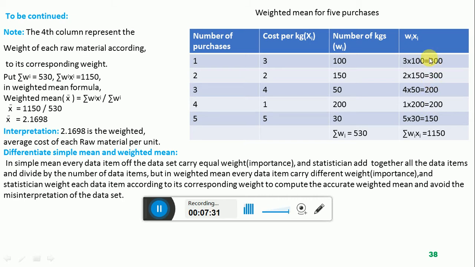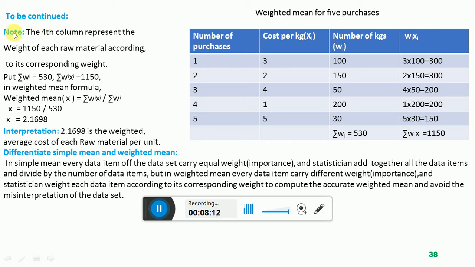We will add them together: 300 plus 300 plus 200 plus 200 plus 150. So summation Wixi means I add together all these values, and this gives the total value of $1150. Now we will put the number of kgs, 530, and the total cost of the 5 different types of raw material, $1150, into the weighted mean formula and compute the weighted average cost per kg of the 5 different raw materials.